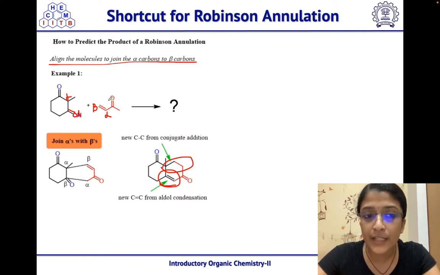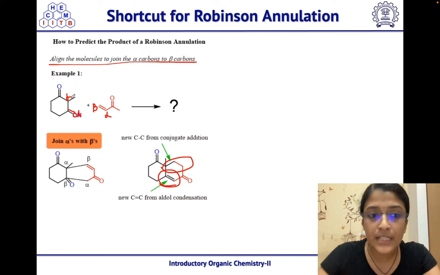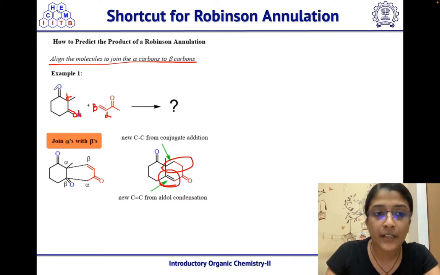So we will have two starting materials, and those two starting materials will have alpha carbon and beta carbon. Here if we consider this ketone, this will be the alpha carbon and this will be the beta carbon. Alpha carbon means the carbon that is adjacent to a functional group. Here the functional group we are considering is the ketone. And if you consider the ketone of the second starting material, here this will be the alpha carbon and this will be the beta carbon. We have to arrange in such a way that we join alphas with betas.